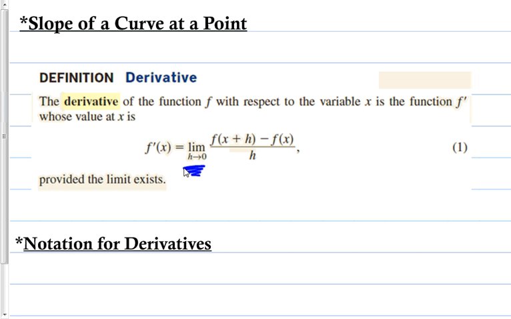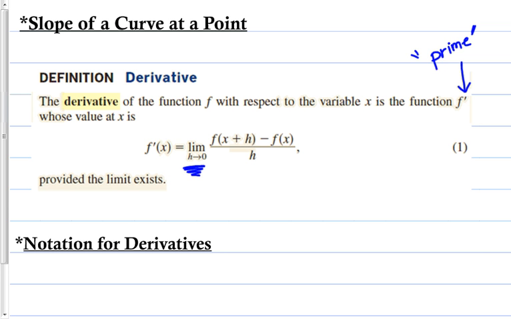So the derivative of the function f with respect to the variable x is the function f prime. It's said prime. You don't say f apostrophe. You say f prime. So the function f prime whose value at x is f prime of x equals the limit as h approaches 0 of f of x plus h minus f of x over h. So this is basically what I did by hand, just that they're using h instead of delta x, which I guess is friendlier because you don't have to write two things instead of one.